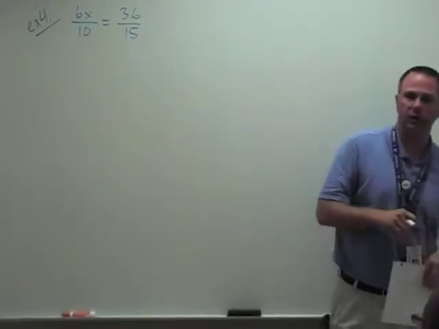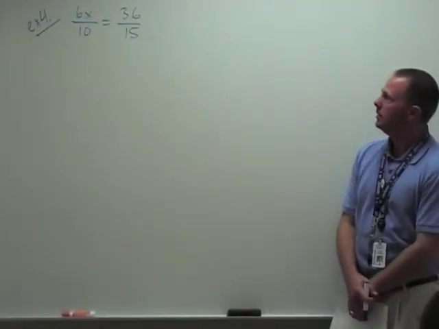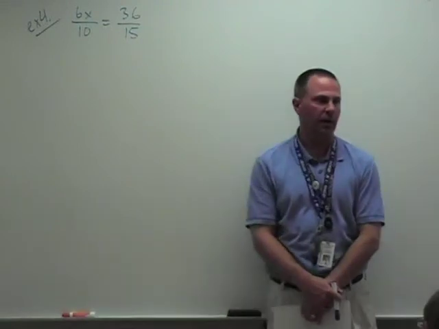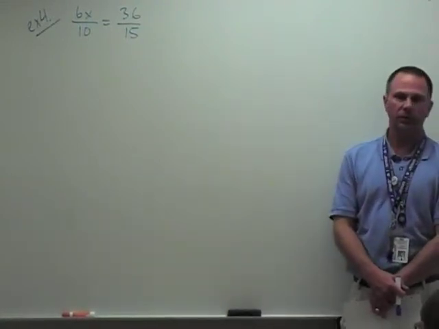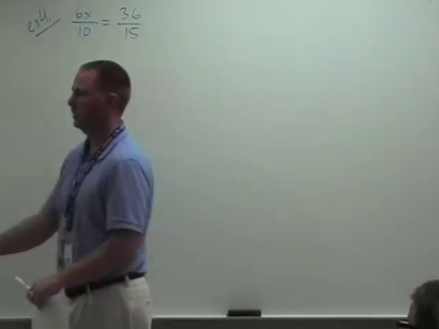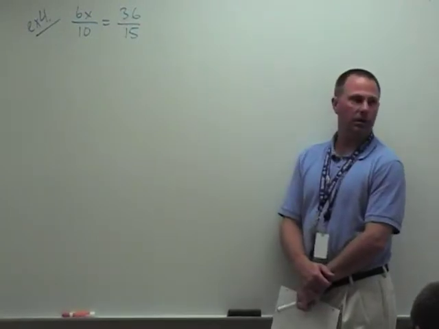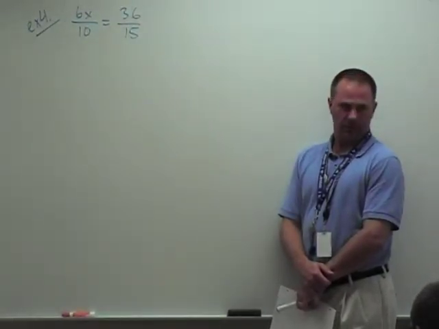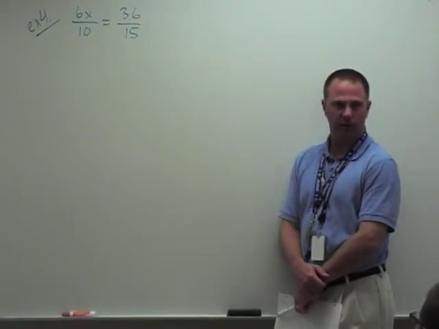Again, you got 2 ways you can solve it. You can cross multiply, or what else could we do? What else can we do? Reggie? Multiply 10 by 36. That's cross multiplying. How about, and multiply 10 over 6. Yeah, multiply by the reciprocal, 10 over 6.